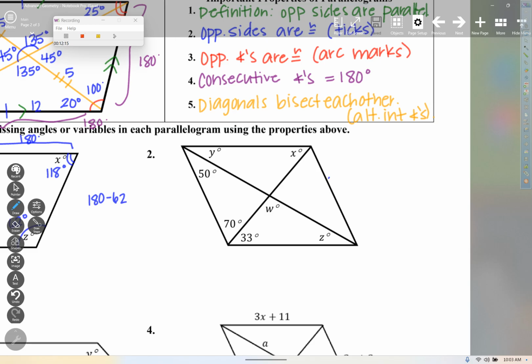Okay. Anything that shares the same markings with a variable and a number already existent, you can go ahead and fill in. So if you see, like this is 33, X and 33 have the same arc mark, so I know that X is 33. I also know that 70, even though there's not a variable there, it could help me out. So I know that that side's 70. The opposite side of Z is 50.